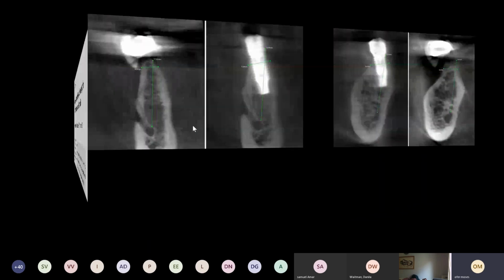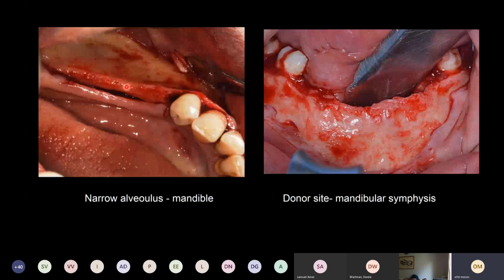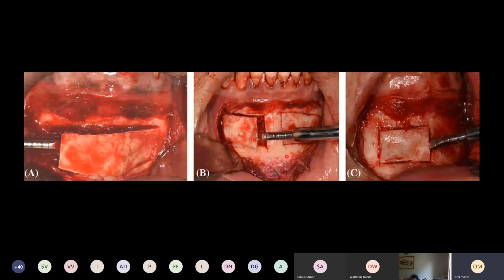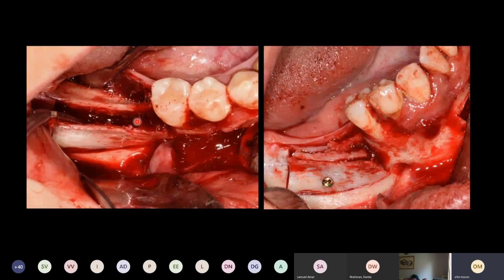Another interesting comparison was made between an autogenous interpositional graft versus an onlay graft, and it went like this. In one case, they split the ridge, and in the other, they put an onlay block. They harvested it from the symphysis, and in one case they put the interpositional graft in between the two plates. You can see it here. The block harvested from the symphysis was put here and tightened with a fixating screw. This is the split crest with an autogenous interpositional graft.